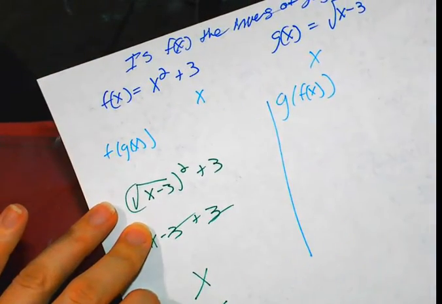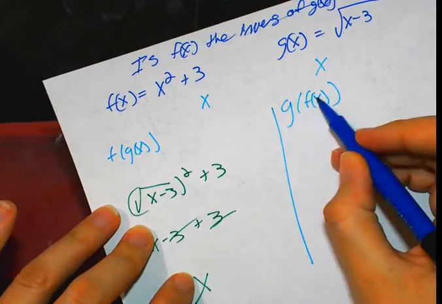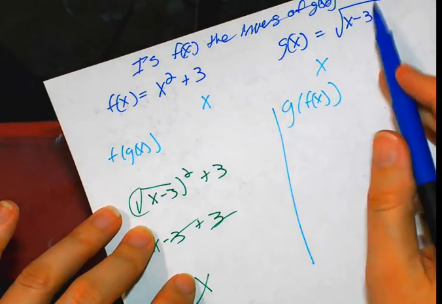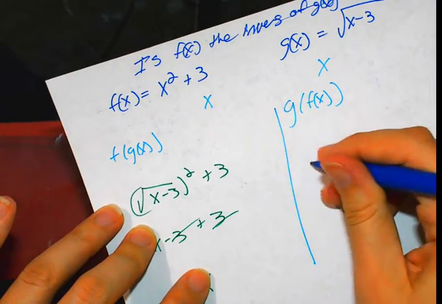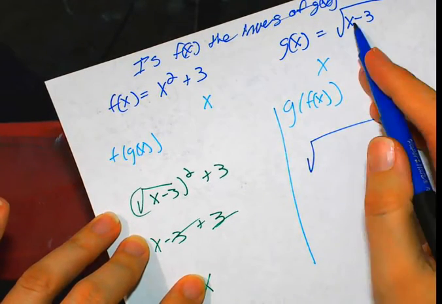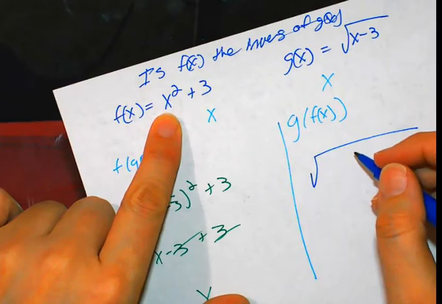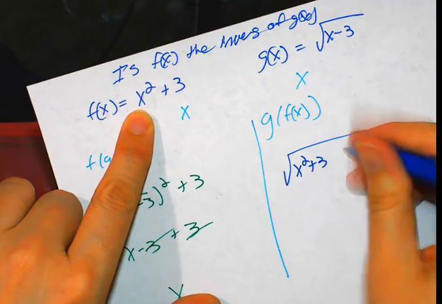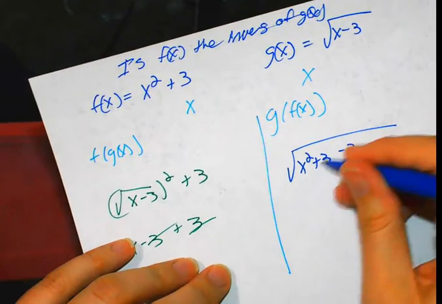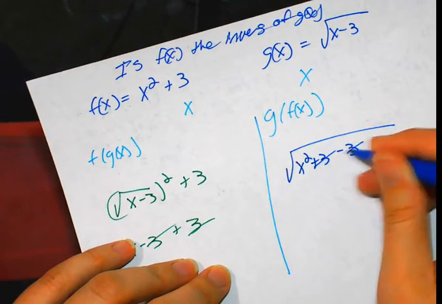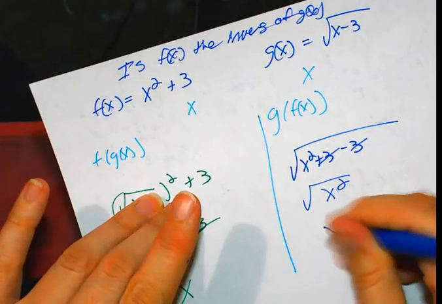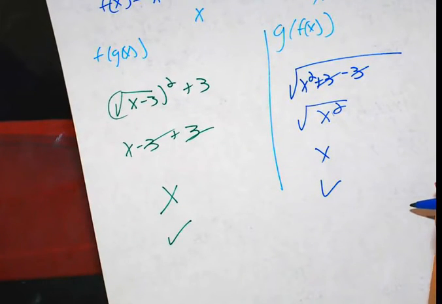Then the other side, I have g of f of x. So I'm going to take f of x and place it into g of x. So I have the square root, and instead of x, I'm going to use my function, x squared plus 3, minus 3. Well, these cancel each other out because 3 minus 3 is 0. So I have the square root of x squared, and the square root of x squared is just x. So I have x on both sides, which means they are inverses of each other.